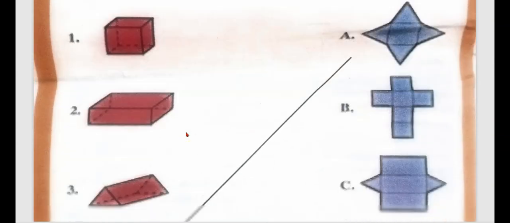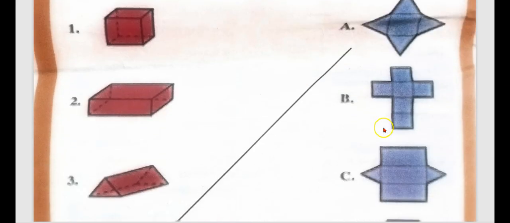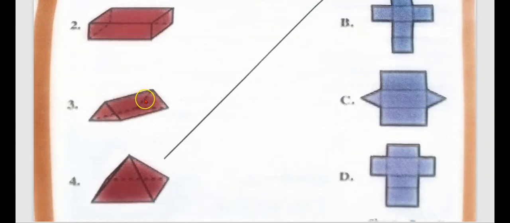So you are now asked to match this. Which net would give you this? Which net would give you this one? And the last one here, this one is pretty easy, is it not? Would give you this particular shape that looks like the wedge of cheese.